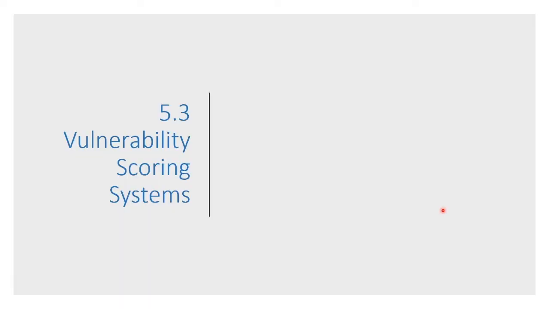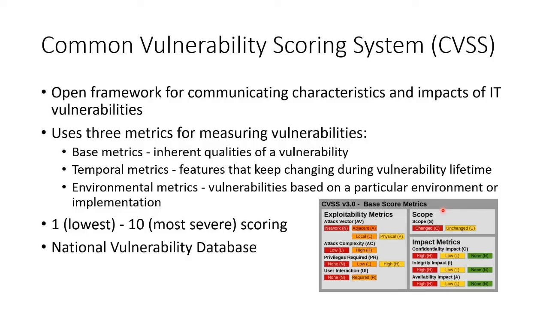So that we can standardize and all agree upon vulnerabilities, what they are, exact ones, nomenclature, threat level, we have scoring systems. Starting with the Common Vulnerability Scoring System, the CVSS. This is an open framework for communicating the characteristics and impacts of a vulnerability in IT. It uses 3 basic metrics for measuring a vulnerability.